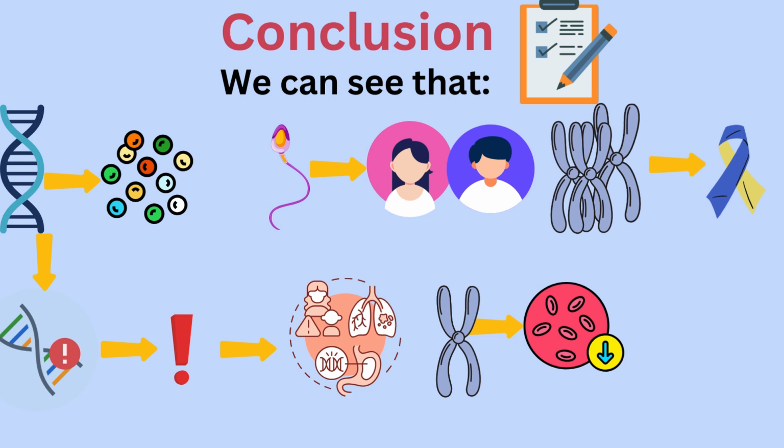And we can also see that when a gamete has three copies of chromosome 21, which is called a trisomy, it will eventually lead to Down syndrome.